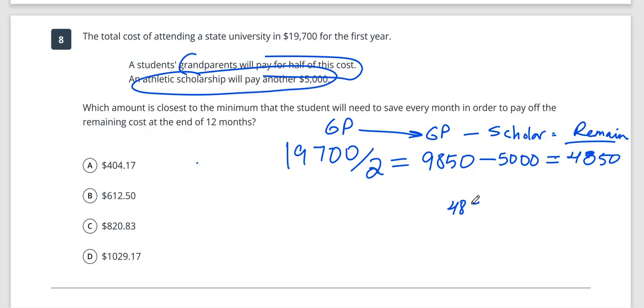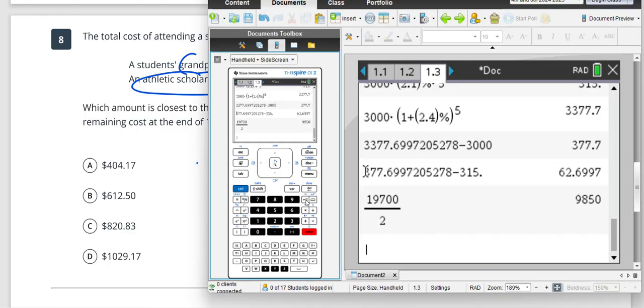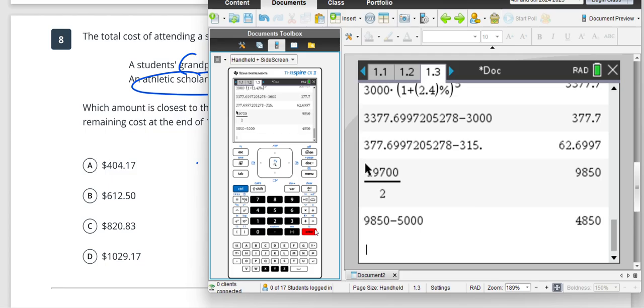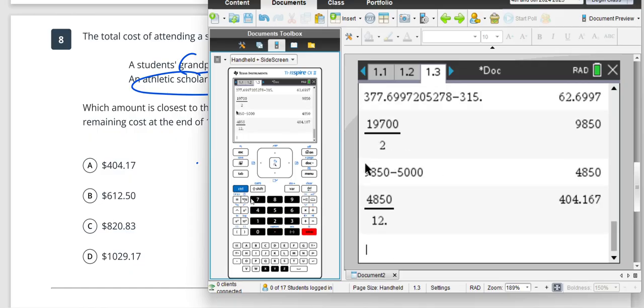So if they need to have a total of that and they want to know the minimum, you could save a minimum of $1, right? I think they're missing the equal amount of payments. I think they want you to divide it by 12, right? That's what they're trying to get at. I think this is a bad way of saying it, but whatever. So we're going to take 4,850 minus the 5,000 from the scholarship, and then divide that by 12. And it gives me 404-ish.